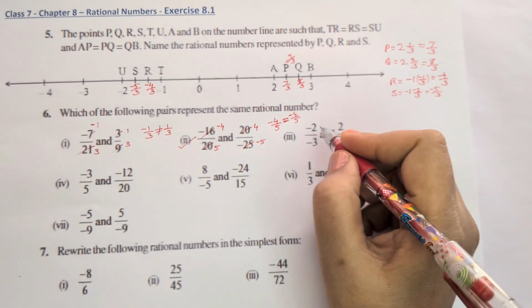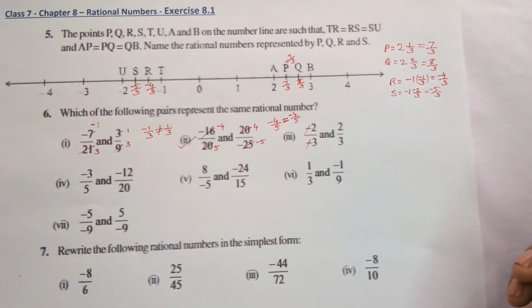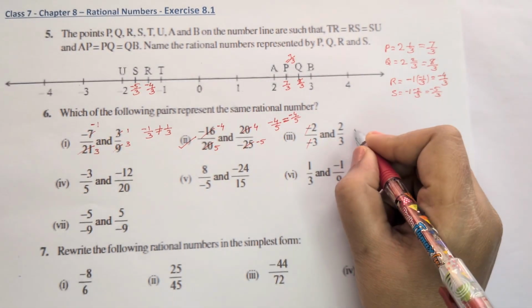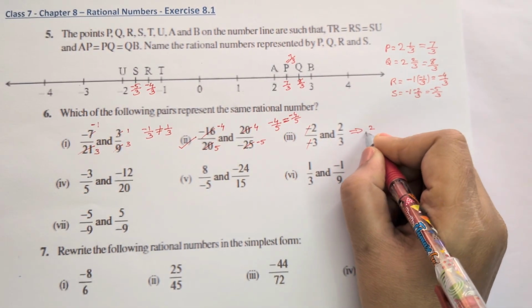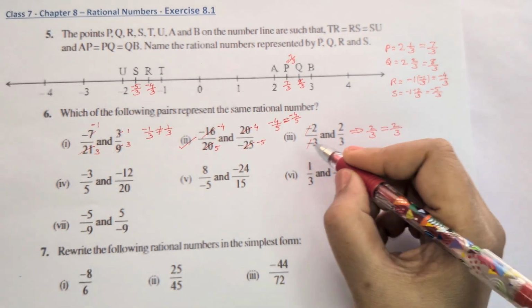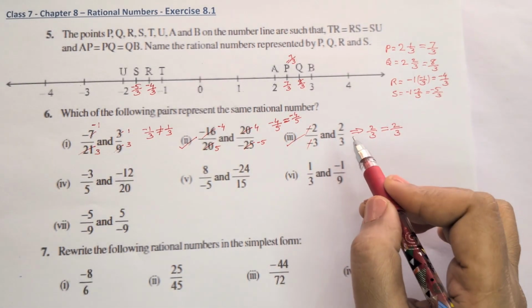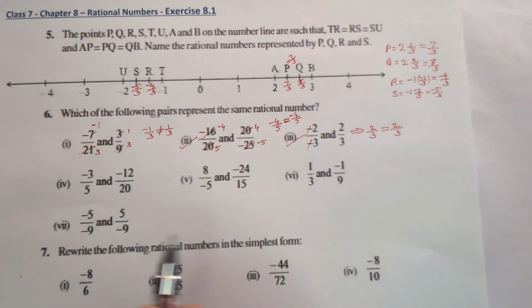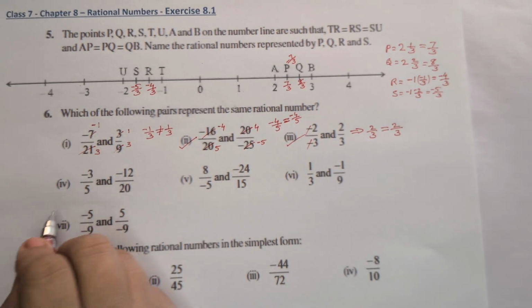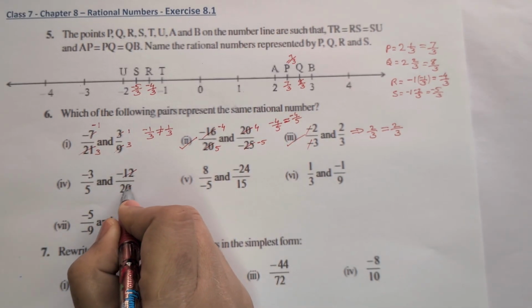Then next, here the minus sign in -2 and -3 we can cancel from the numerator and denominator, and we are getting 2 by 3 is equal to 2 by 3, which means that also is the same rational number. This pair also represents the same rational number. Next one here, this one we can simplify, divide by 4.